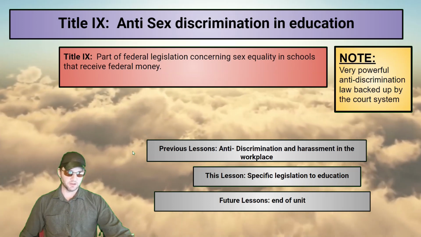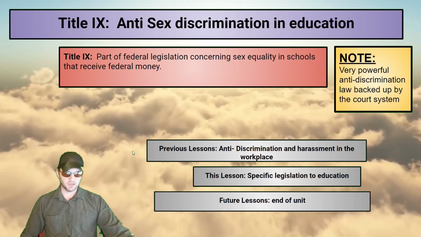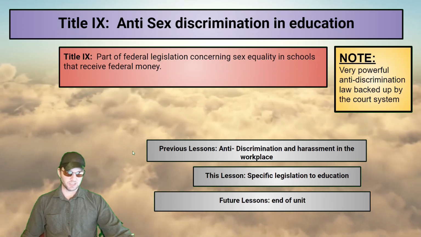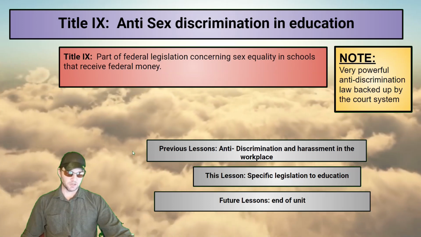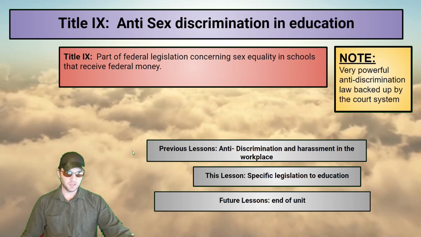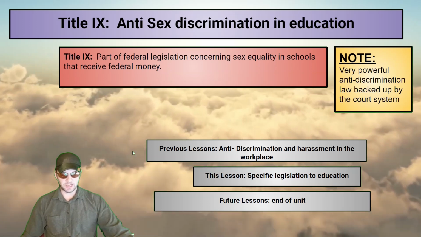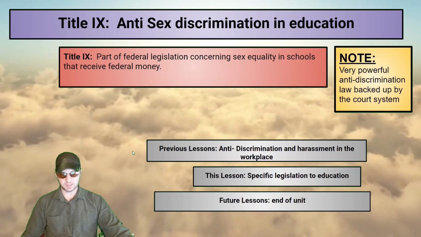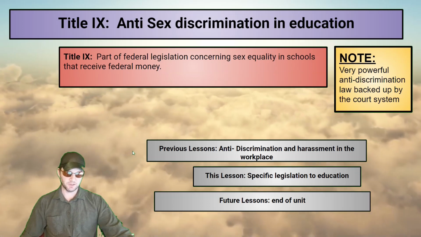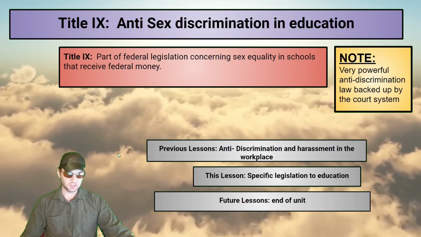Title IX, like other federal legislation, is going through a process of change from the original wording of sex to a process of figuring out how gender identity fits into the existing legislation. But for this lesson, we'll be using the terms of Title IX. Note, this is a very powerful anti-discrimination law, and it has been backed up consistently by the court system and consistently by the federal government. It is one of the most powerful anti-discrimination laws in the history of the United States.